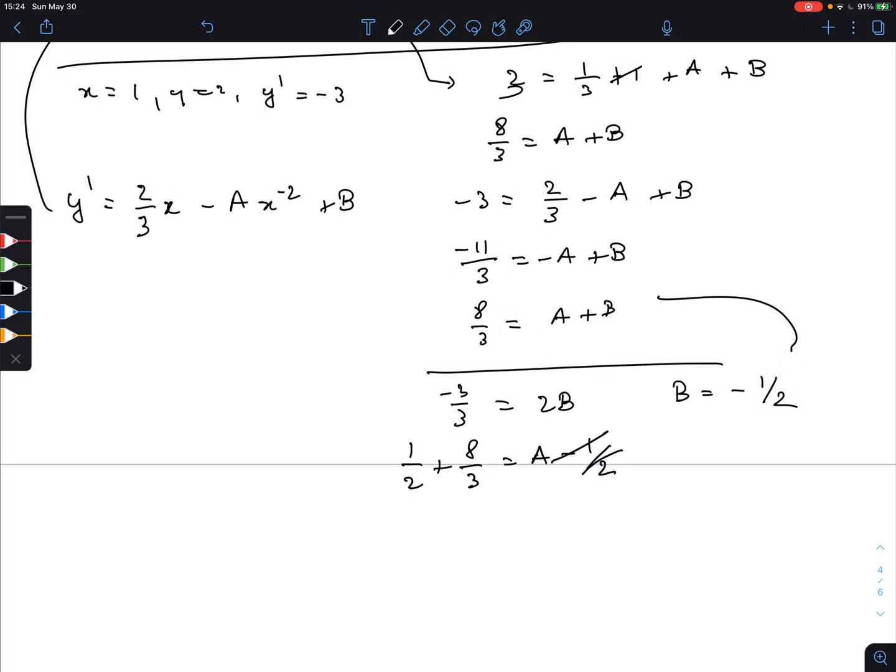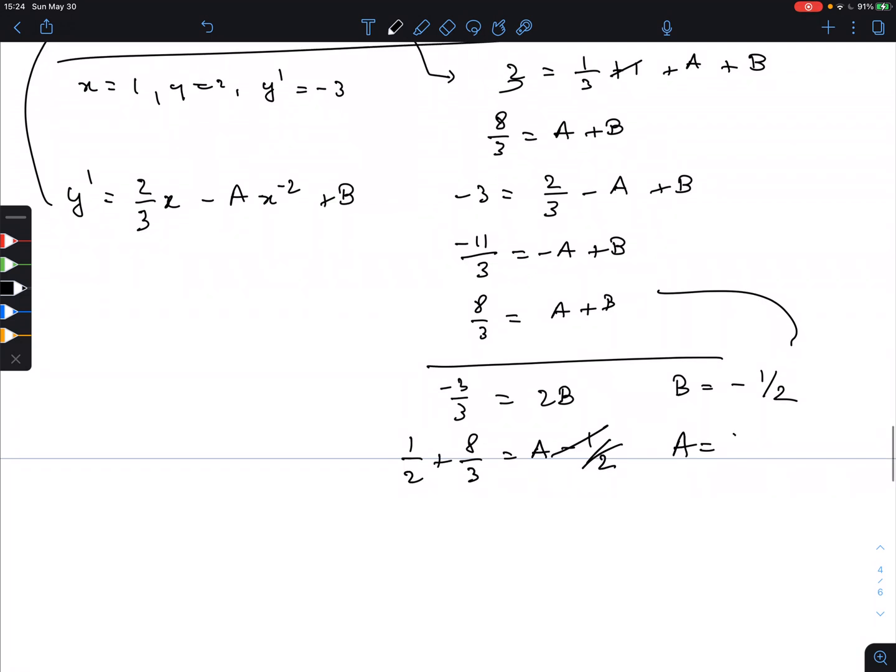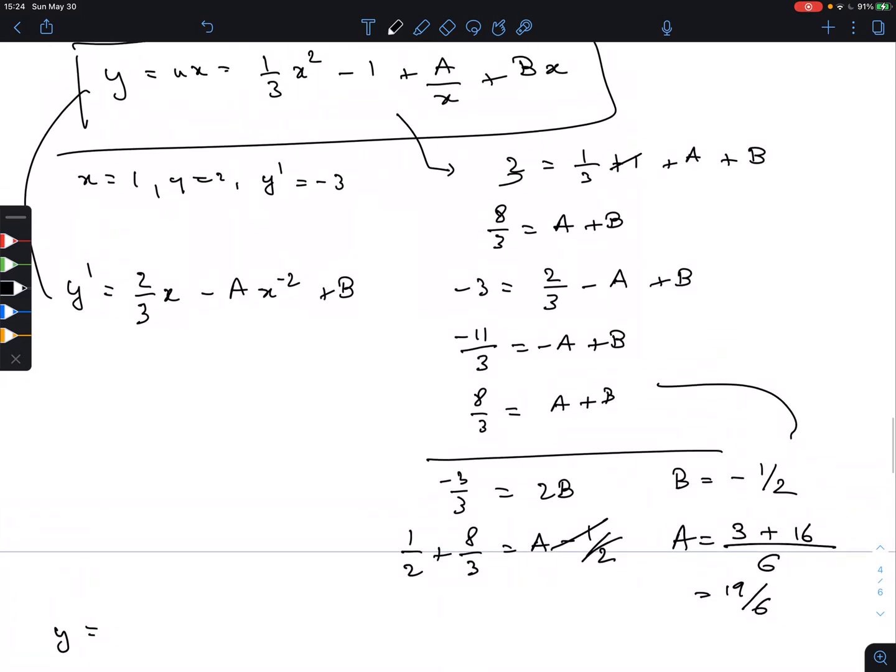And if I put this on a common denominator, this would be 3/6 plus 16/6, so 19/6. Double checking that I got this right. Just some number crunching. Yes, okay, I got it right. So the solution is y equals 1 over x, with a being 19 over 6 in the denominator, plus that other one, minus a half x.